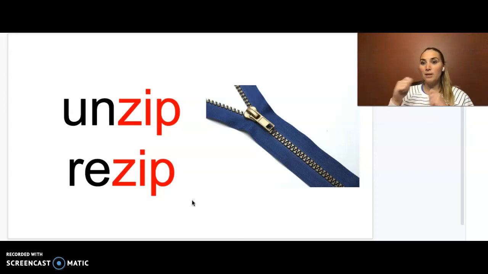So, maybe you tied your shoe before you came to school that morning, but by the time you got on the bus and you played on the playground and you got to my classroom, your shoe came untied. So I might say, please re-tie your shoes. Re means to do it again. You did it once, but we need to do it again. So, that is what the prefix re means when we add it to the front of a base word.